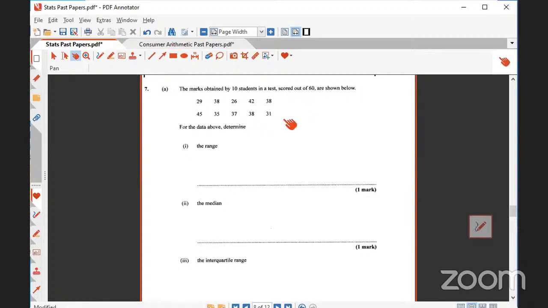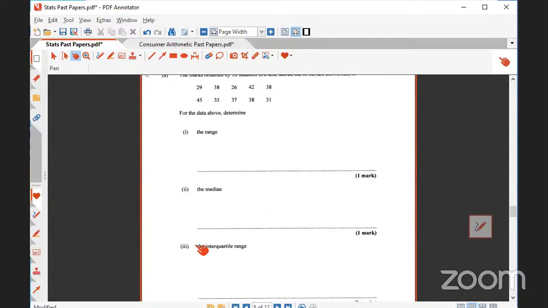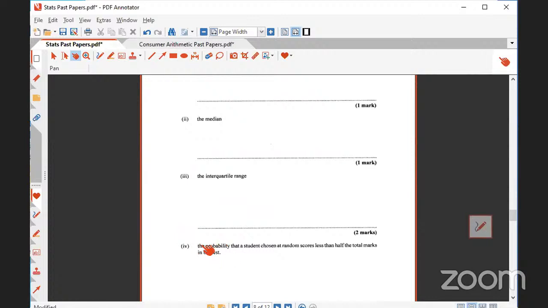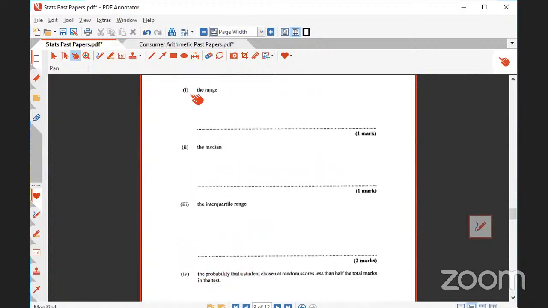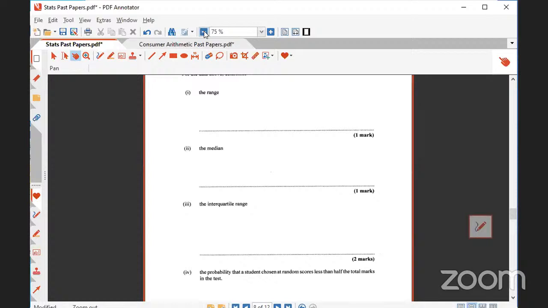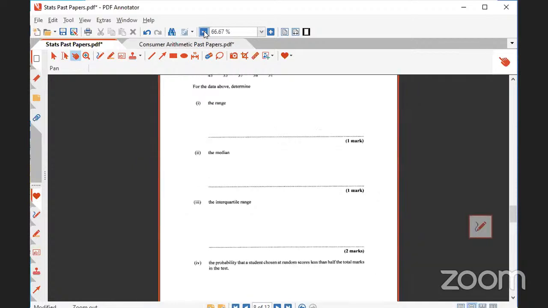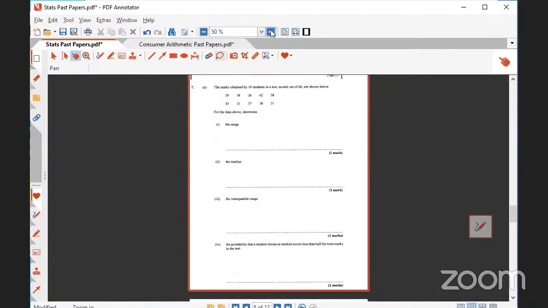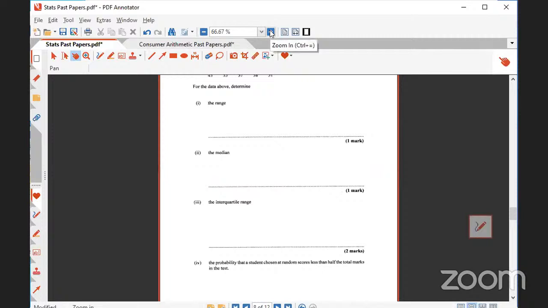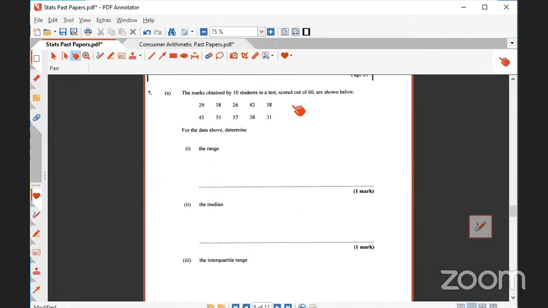There we have that right there. For the data above, determine 1, the range, 2, the median, 3, the interquartile range. Then 4 talks a little bit about the probability here. So let me zoom in. I don't want to zoom out too far. Before we focus on the probability part, let's do those three questions first. Can you find the range? Can you find the median? Can you find the interquartile range?